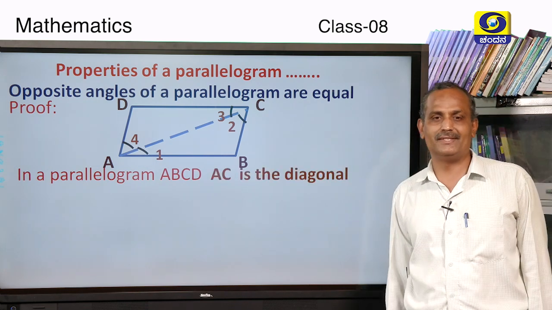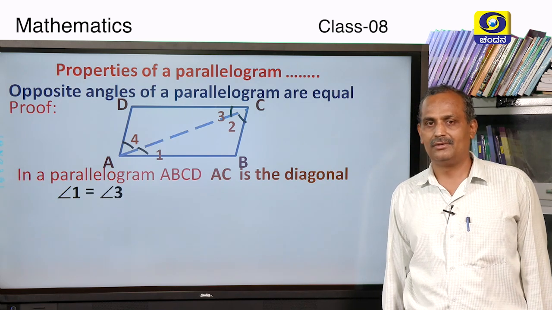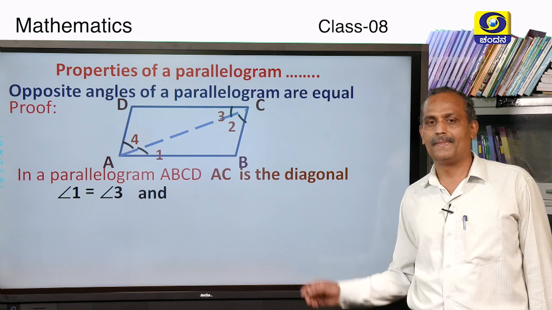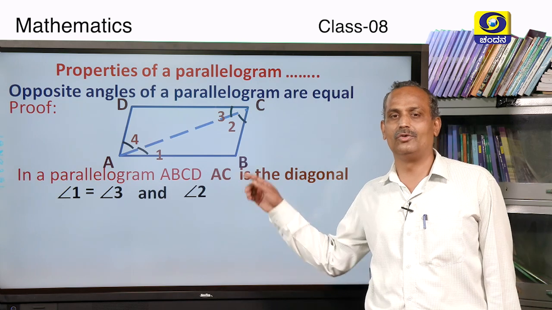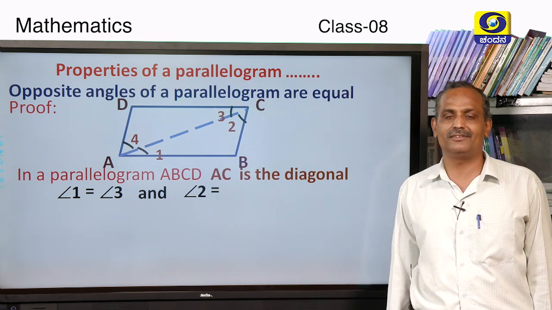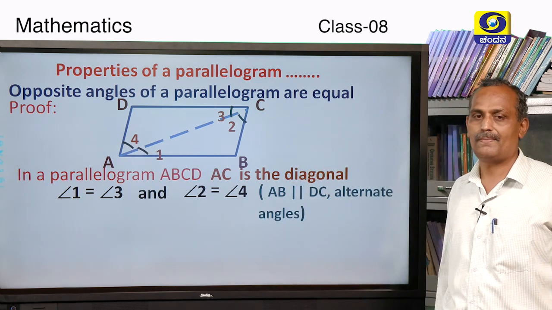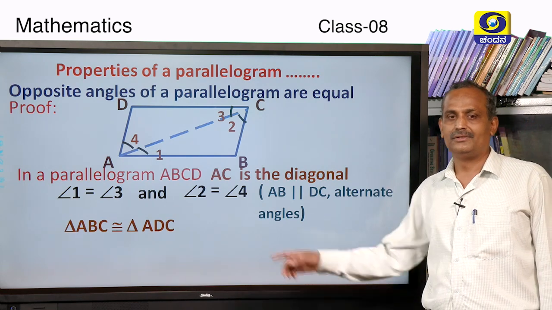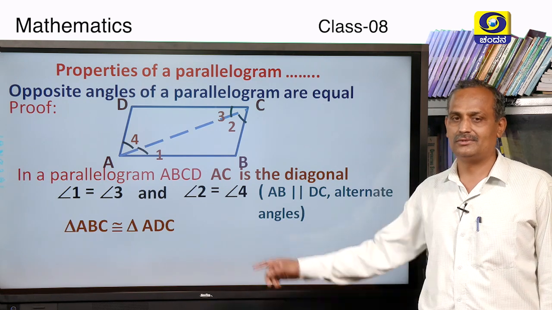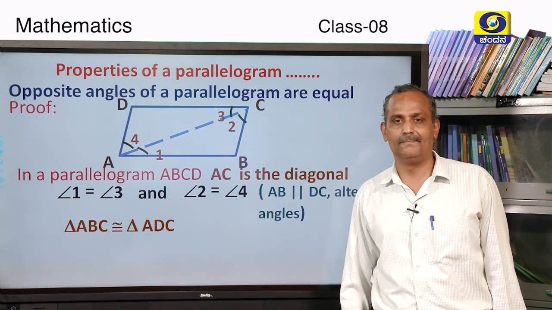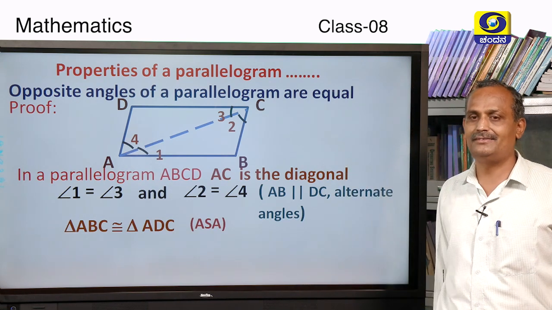So, in parallelogram ABCD, AC is the diagonal. Angle 1 is equal to angle 3 because CD is parallel to AB, and angle 2 is equal to which angle? Yes, angle 2 is equal to angle 4, as we have seen in the previous proof. So, 2 and 4 are equal and they are alternate angles, and hence these triangles ADC and ABC should be congruent. This is the symbol of congruency. This is also based on the angle side angle axiom.